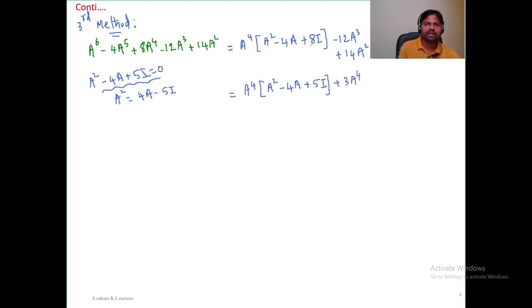Understood? 8i I am writing as 5 plus 3, 5i plus 3i. 5i only I am writing inside. Extra 3i is there, right? The 3i plus a power 4, 3a power 4, I am writing outside. Next, what are left? Minus 12a cube, plus 14a square.